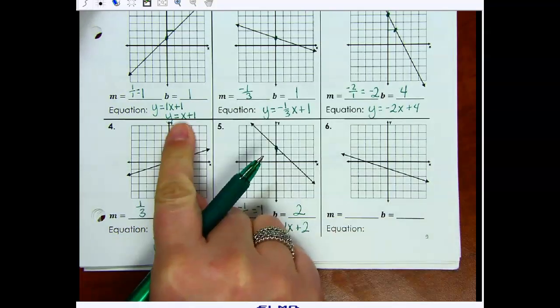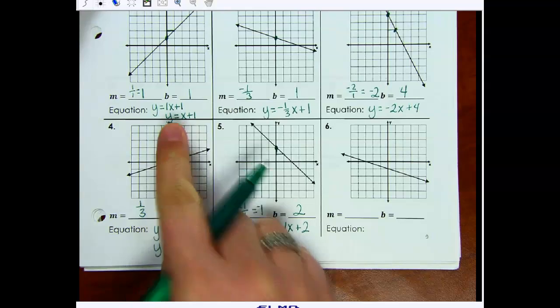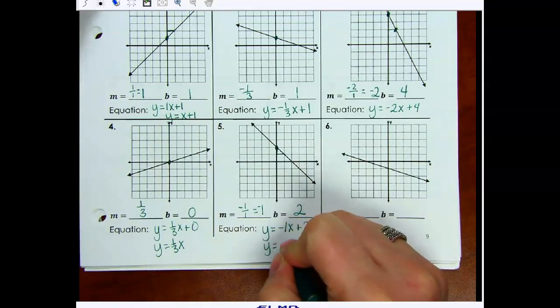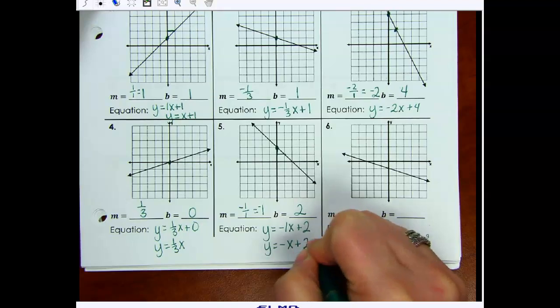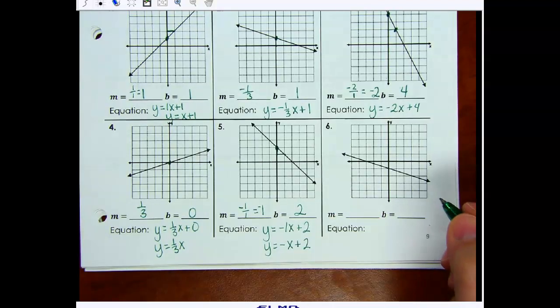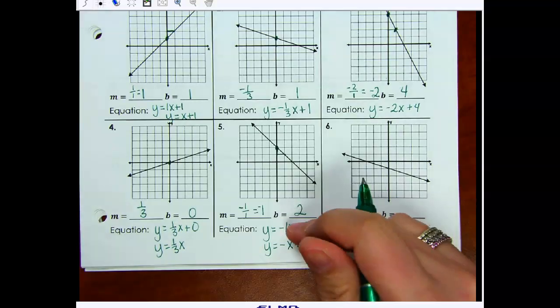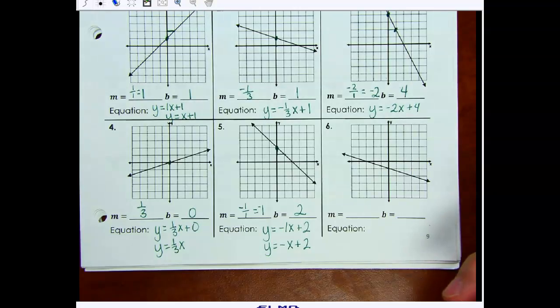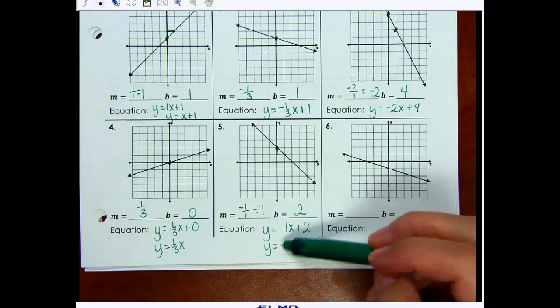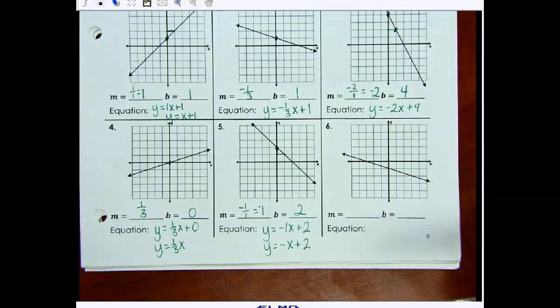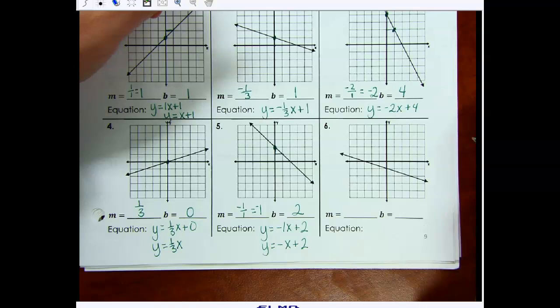And just like we can simplify this one to x plus 1, we can simplify this one to negative x plus 2. So you don't have to have the 1 in there because negative 1 times x is negative x. Okay? But if you need to leave it for your understanding, that's fine. Just understand this is what the multiple choice answer would look like if this were on a multiple choice test.